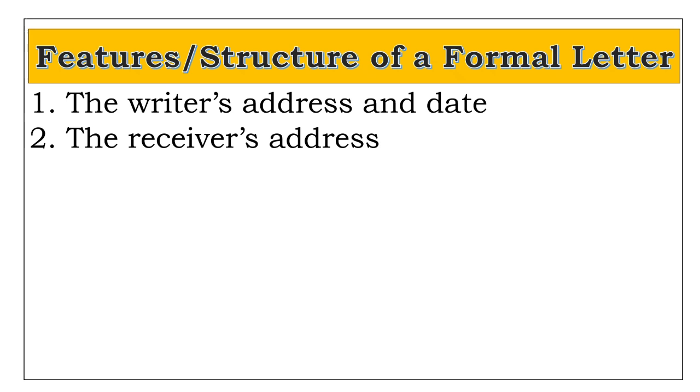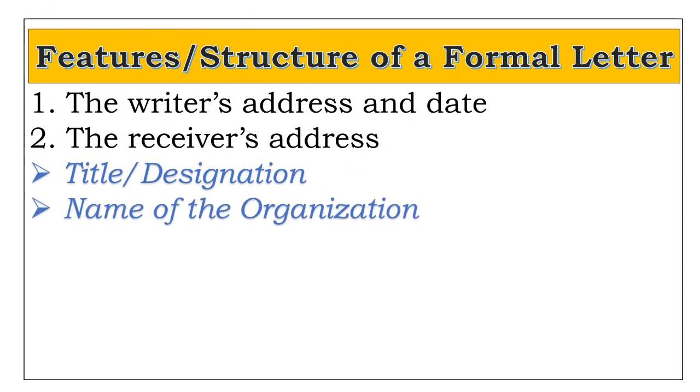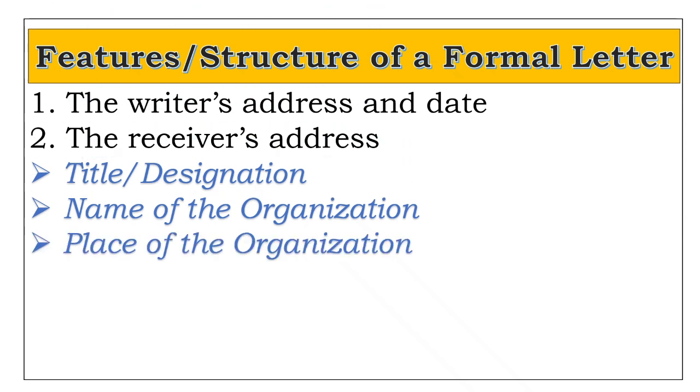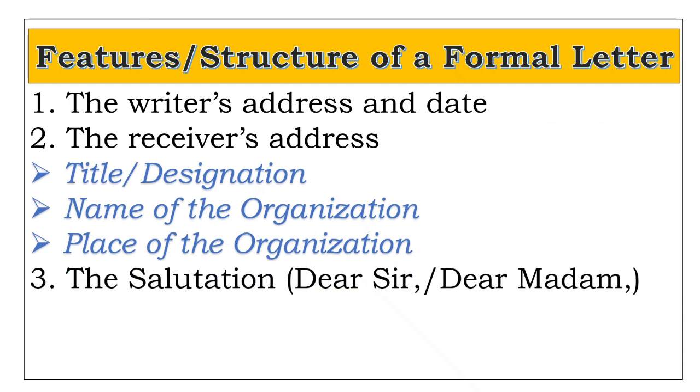The second thing is the receiver's address. What we call the receiver's address is not actually an address, but then, because it contains in most cases three things: the title or the designation of the receiver, the name of the organization where the receiver is working, and the place or the location of the organization. We are going to look at an example when we come to how to write the receiver's address.